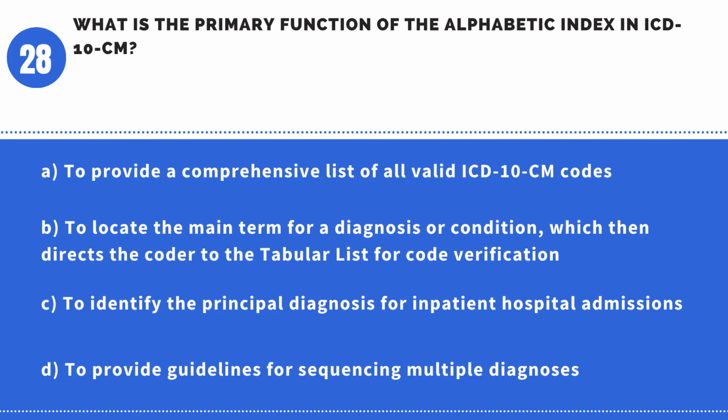Question 28. What is the primary function of the alphabetic index in ICD-10-CM? A. To provide a comprehensive list of all valid ICD-10-CM codes. B. To locate the main term for a diagnosis or condition, which then directs the coder to the tabular list for code verification. C. To identify the principal diagnosis for inpatient hospital admissions. D. To provide guidelines for sequencing multiple diagnoses.